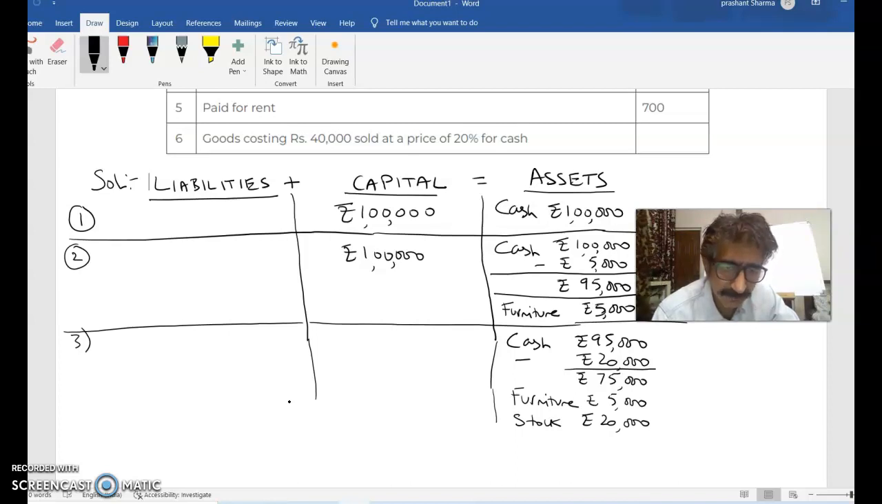So what is the total of the asset side? 75,000 plus 5,000, 80. 80 and 20 is 1 lakh. Liability side is 0. Capital is 1 lakh, which remains as it is. So I've copied it.